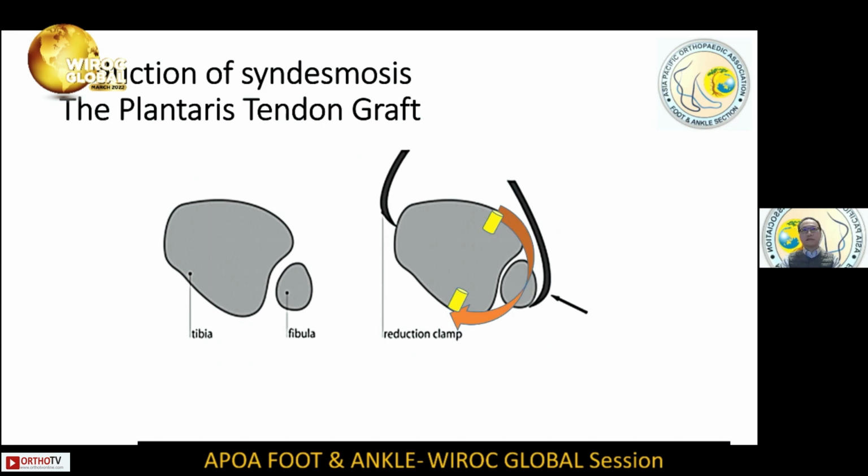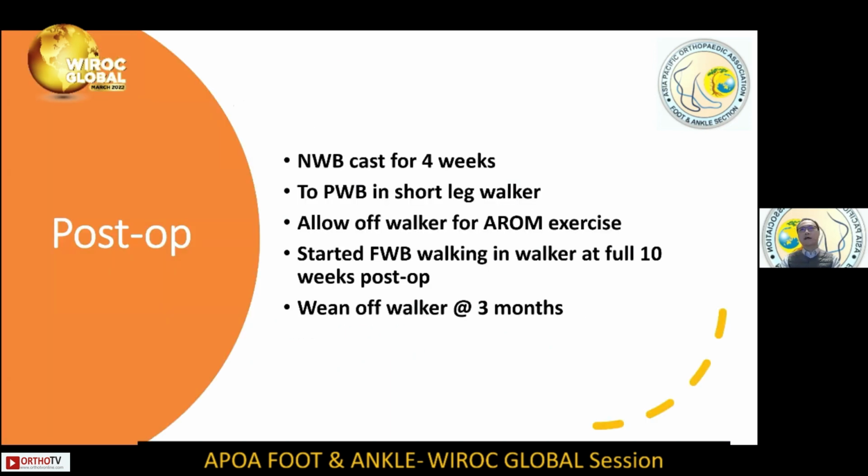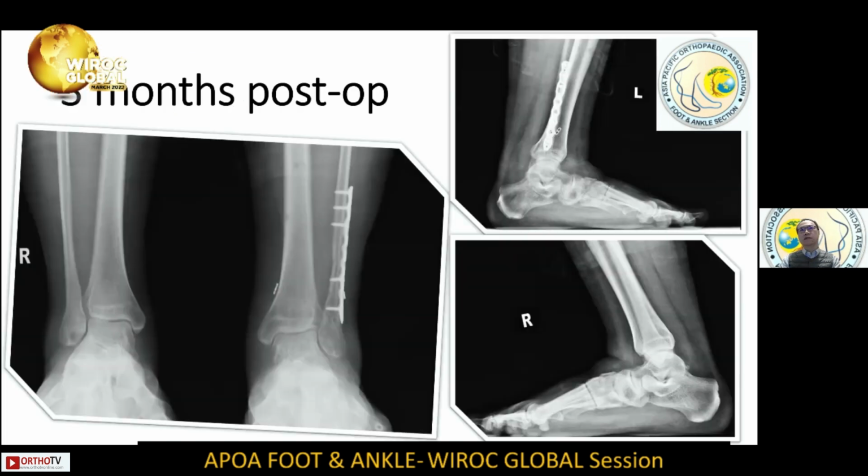The patient was put in a cast, non-weight bearing, for the initial 4 weeks after surgery, and then was changed to partial weight bearing in a short leg walker. He was allowed to start range of motion exercises while off the walker, when he's not walking. He started full weight bearing walking in the walker at about 10 weeks post-op, and the walker was gradually weaned off at about 3 months after surgery.